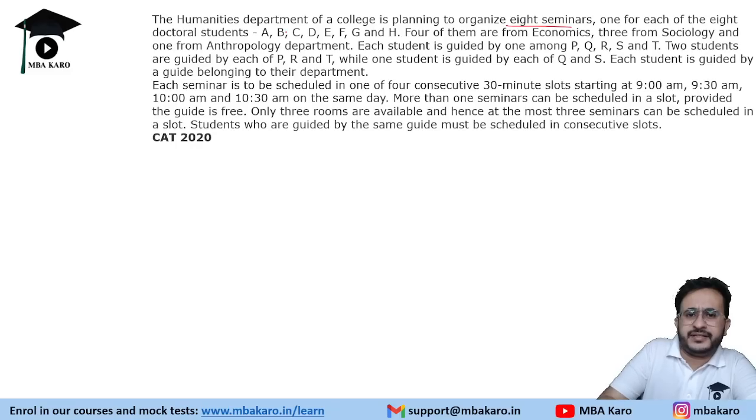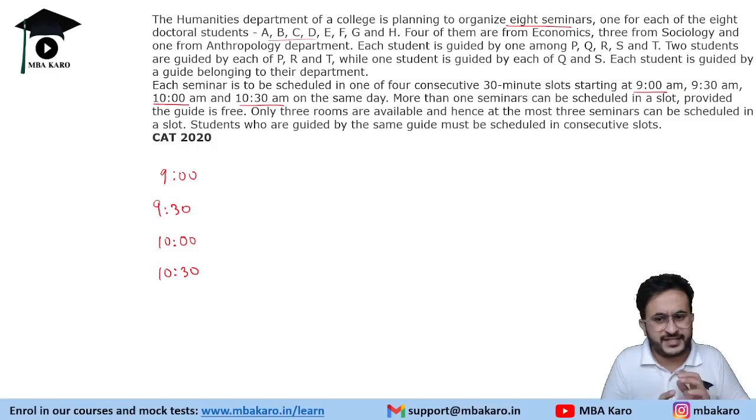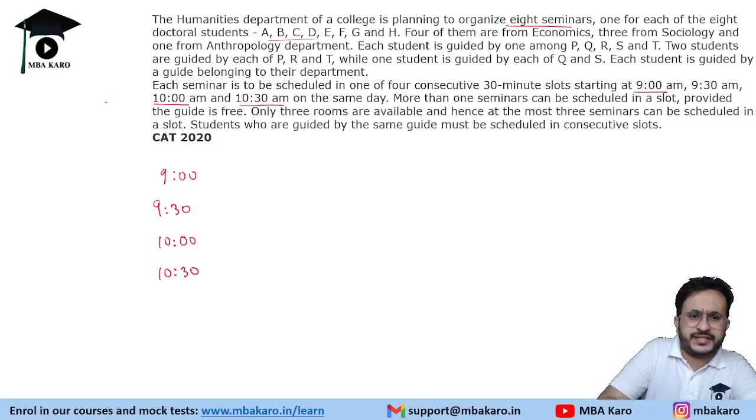8 seminars, and these are A, B, C, D, E, F, G, H, and 10 a.m., 10:30 a.m., 30-minute slots, right? So 30-minute slots are 9 a.m., 9:30, 10, and 10:30. So you'll have to make slots like this, and then based on the given conditions you had to fill the slots. So this is typically easy to moderate sets. I would say that these are easy to moderate sets.